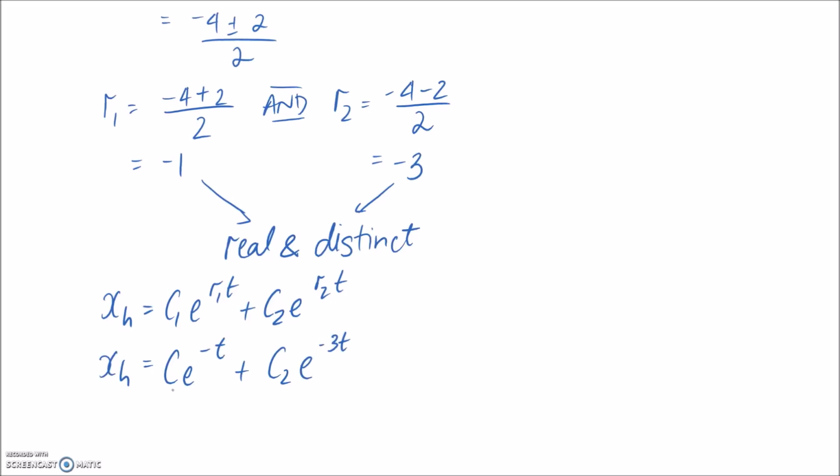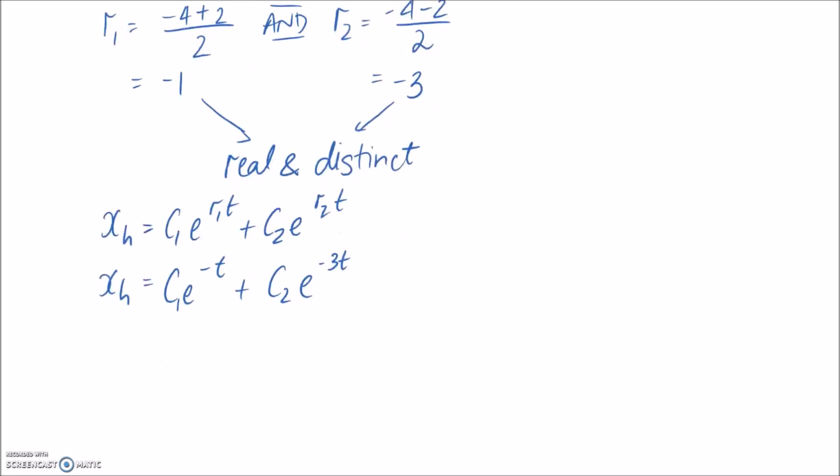Oh, and we had a 1. So we don't know what C1 and C2 are at the moment, they're going to be constants. We're going to have to try and find them at the end when we use our conditions for the specific situation. Alright, so that's the first part of our solution complete.